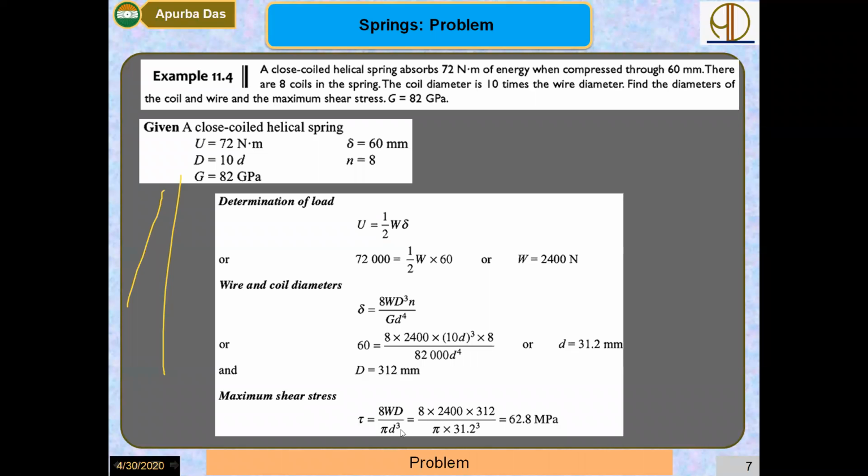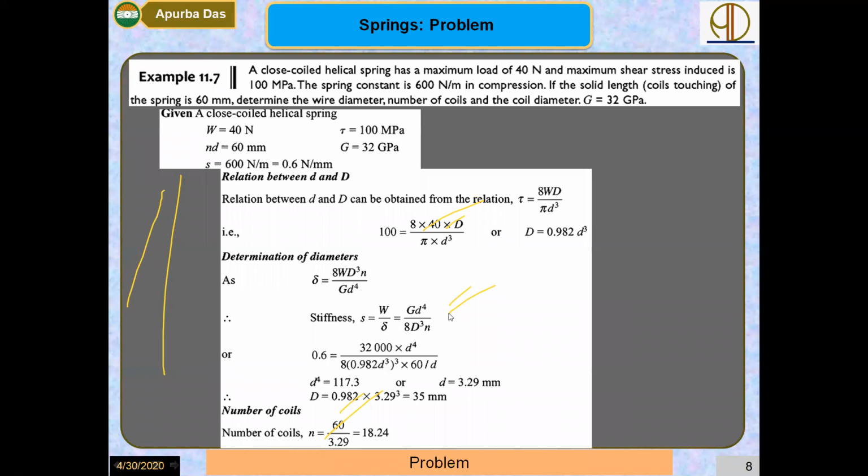So Ks is 1, so you need to write that Ks. So tau is equal to 8WD by pi d cube. So 8WD, capital D is there, pi d cube is there. So this will be 62.8 ampere. So this is a very small problem.